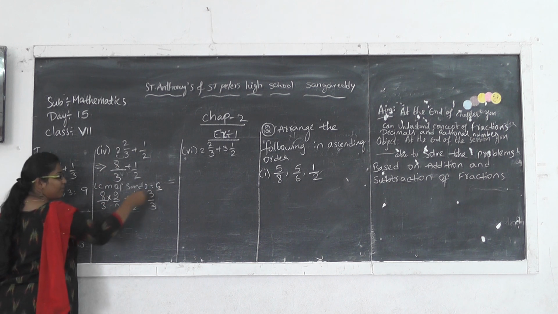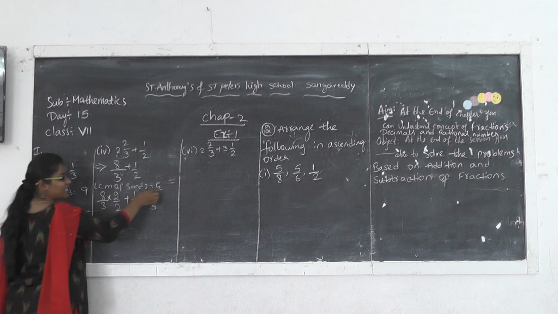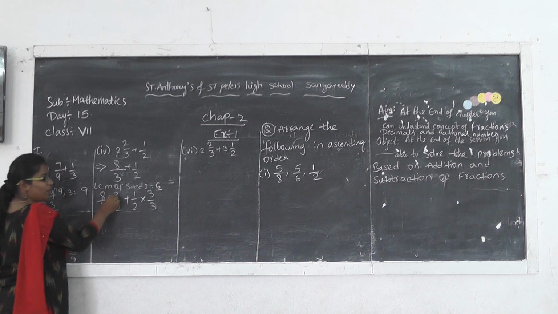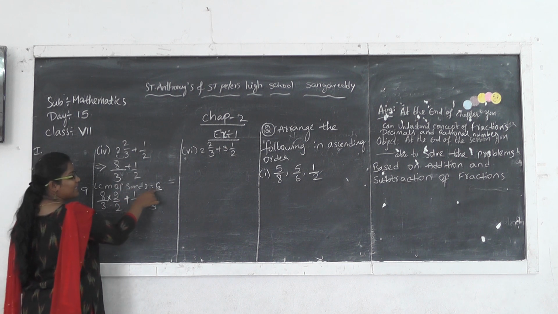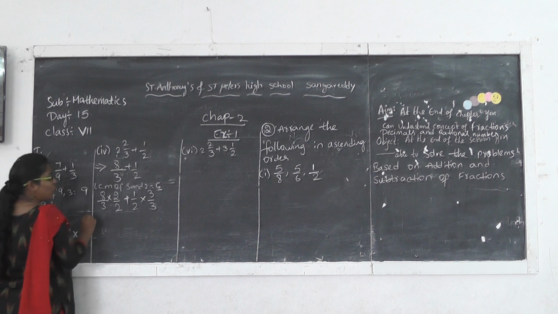Observe the LCM number to the denominator. In the 3 table, 6 comes 2 times, so 2 by 2. Next, there is a plus, so connect with the plus symbol. 1 by 2, 1 by 2. In the 2 table, 6 comes 3 times, so 3 by 3. Now what do we have to do?